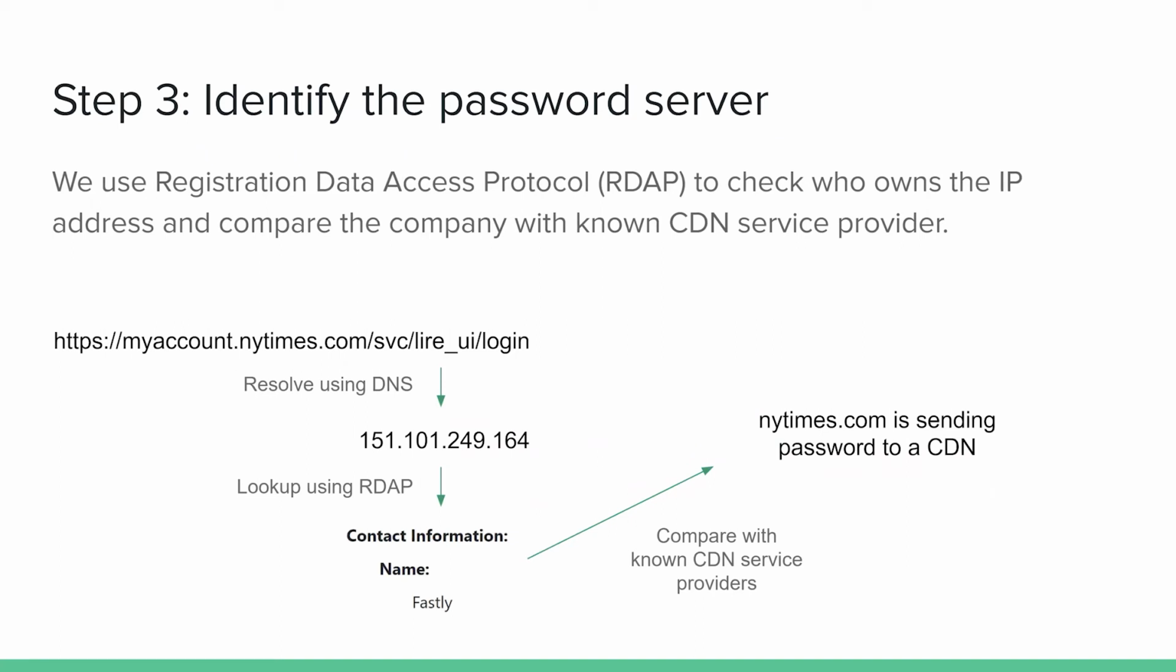So we use something called Registration Data Access Protocol to check who owns the IP address and compare the company with non-CDN providers. So after we get the IP address, we'll look it up using the RDAP protocol, which will give me the information of who owns the IP address, which in this case is Fastly. And we already know that it's a famous CDN service provider. So we conclude that New York Times is sending my password to a CDN.